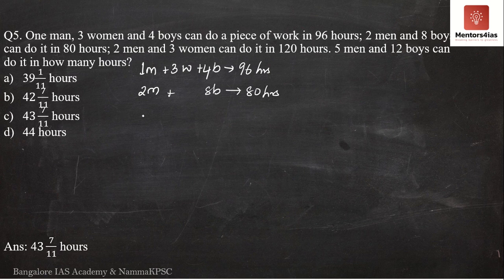2 men and 3 women are able to complete the work in 120 hours. Now again, the same thing, I cannot represent it in terms of the number of days or the number of hours. That is not with respect to the amount of time which is taken, but we have to represent it in terms of the amount of work that has to be completed. So once again, why not assume the number of chocolates to be eaten?